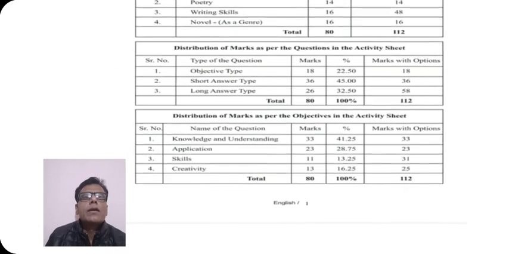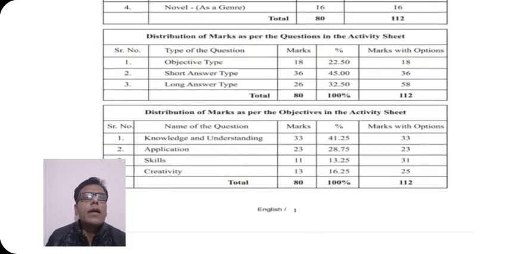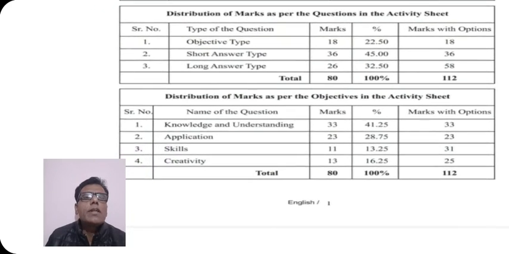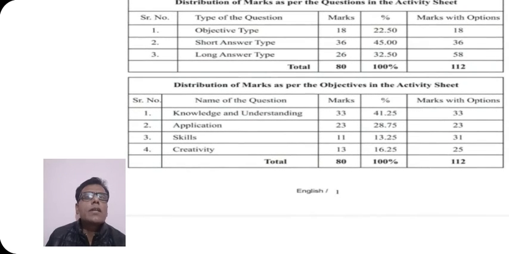Students, then we see distribution of marks as per the objective in the activity sheet. So let's see first. Name of the questions are knowledge and understanding type of questions. This type of questions have 33 marks, and with options the same 33 marks are there, means no options are there for knowledge and understanding questions. And the percentage of this objective in the activity sheet is 41.25. Then application type of questions are there having 23 marks.